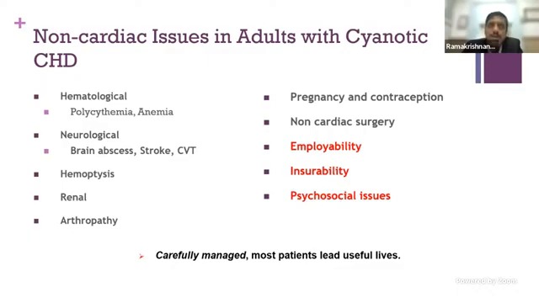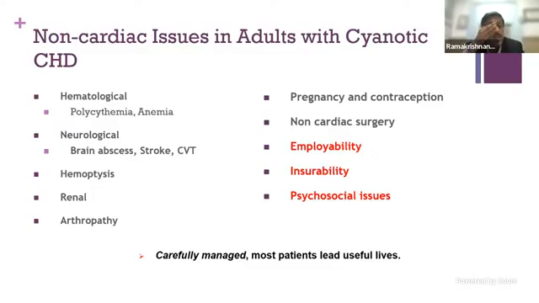Arthropathy: patients with cyanotic congenital heart disease can have arthritis or joint pain for various reasons, including but not limited to hypertrophic osteoarthropathy, or it can be gout, or it can be pseudogout, that means calcium pyrophosphate deposition. All three are generally found. Some of the other important issues will be pregnancy and contraception, what to do with non-cardiac surgery, and dealing with employability, insurability, and the psychosocial issues.